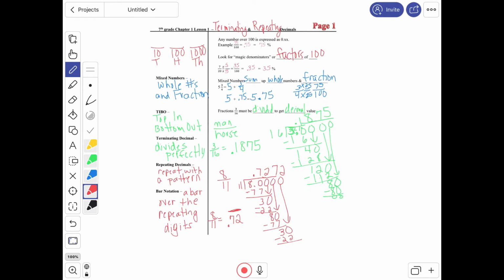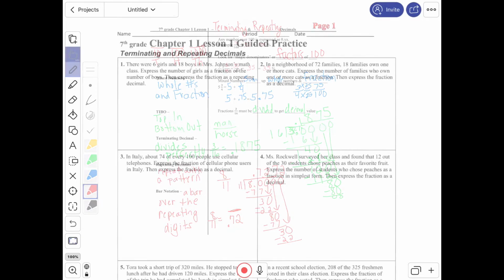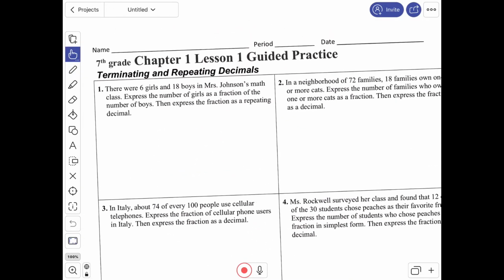So there's your notes. And I hope yours looks a little neater than mine. There is a typed version of the notes on the classwork section. So if you can't read something, you can look there. Examples.